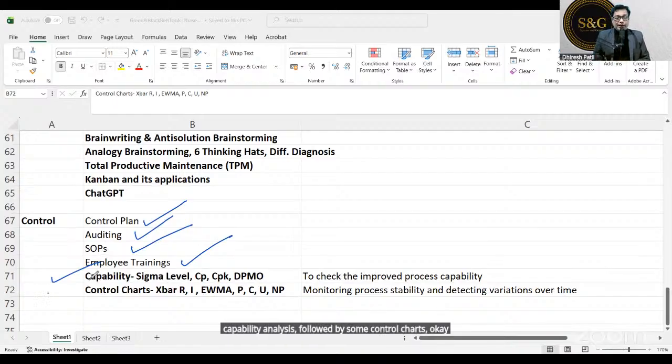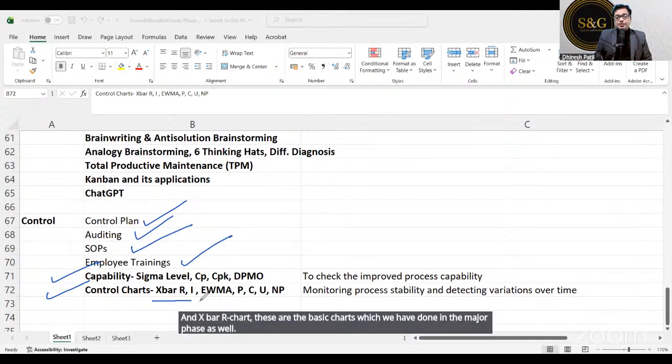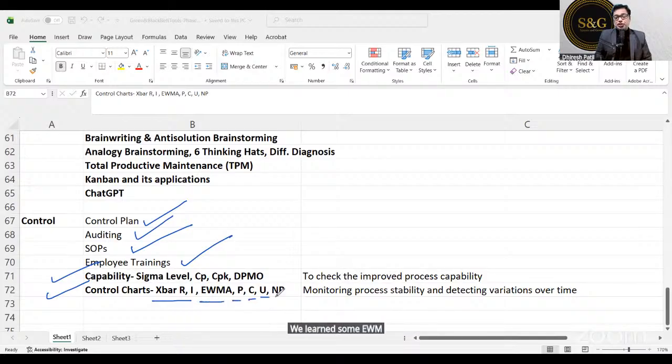Okay, so in the control phase, along with the I chart, which is called individual chart, and X bar R chart, these are the basic charts which we have done in the measure phase as well. We learn some EWMA, P chart, C chart, U chart, NP chart. These are some of the advanced charts as well we use in the control phase. Okay, so this is how basically we use all the tools in sequence.